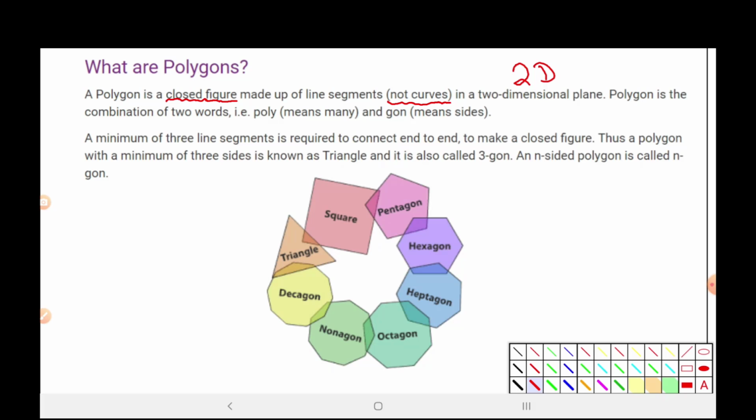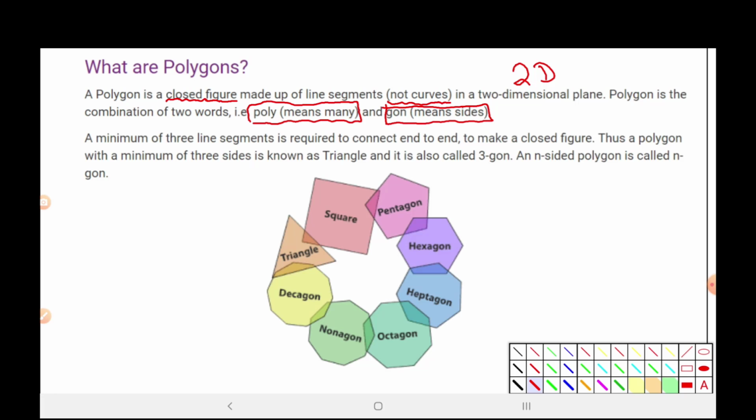So if you look at all the shapes below, we have a triangle, a square, a pentagon, a hexagon. All of those are examples of polygons. And what you should notice is that each of them is made up of line segments. So everything's straight. All your edges are straight. There are no curves there. They're all closed and they're all flat. Okay, perfect. And again, an easy way to remember it: poly means many and gon means sides.